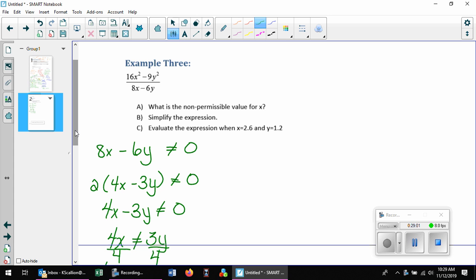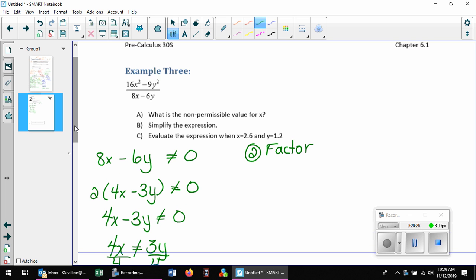We're probably not going to go much further with this sort of stuff than this kind of question. We're not going to take it further. We're not going to graph it. I think we're going to leave here. Okay, so now we're going to simplify the expression. So I did my denominator. Now we're going to factor. So step 1 was non-permissible values. Step 2 is factor everything.